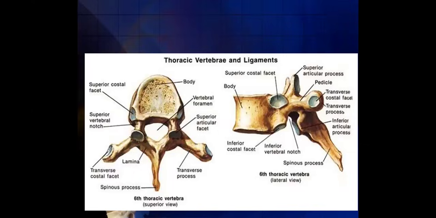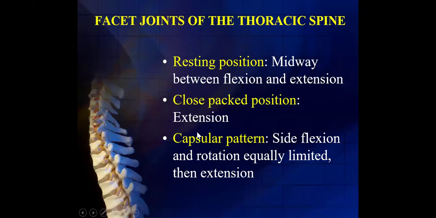In the same process, it has the facets here. The facets are very clear here. In the lateral view we have both the inferior and the superior costal facet. The spinous process is a little bit longer, and the transverse processes are slightly oblique, more posterior as compared to the lumbar spine. The facet joint of the thoracic spine: the resting position is midway between flexion and extension. The closed pack position is extension, and the capsular pattern is side flexion and rotation equally limited, more than extension.